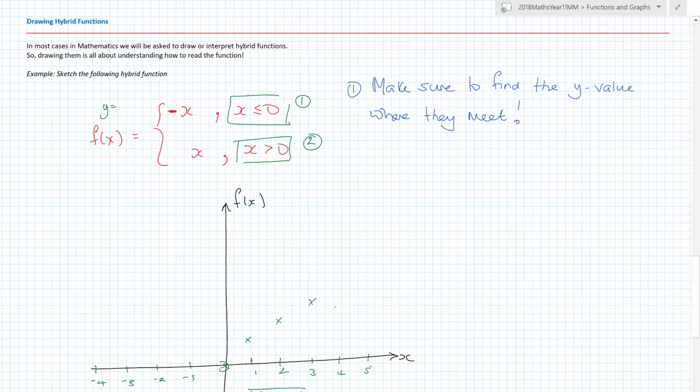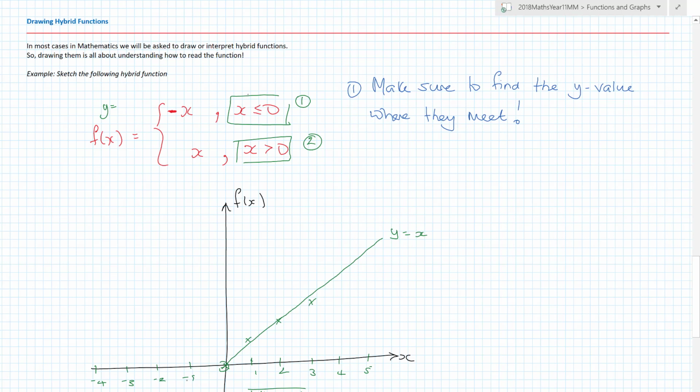So nicely, what do I have? And this is going to look ropey because I can't draw things accurately on here at this moment in time. I get my line. So there is my line, y equals x. I now need to draw y equals minus x.